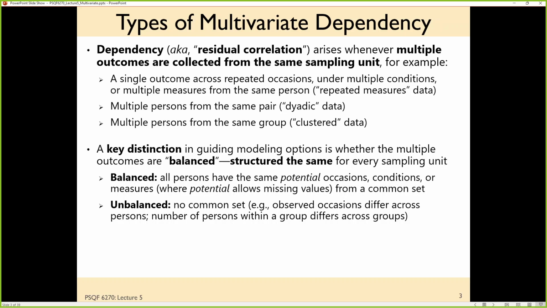One key distinction, though, in describing types of multivariate dependency and thus what kinds of options you have is whether it can be characterized as balanced or unbalanced. These words are used differently by different people, so let me tell you what I mean by this. A balanced structure is when everybody has the same potential set of outcomes, but not necessarily complete data. So if I have performance in condition A, B, and C, and those are the only choices, and everybody gets the same version of what I'm calling A and B and C, that's balanced.